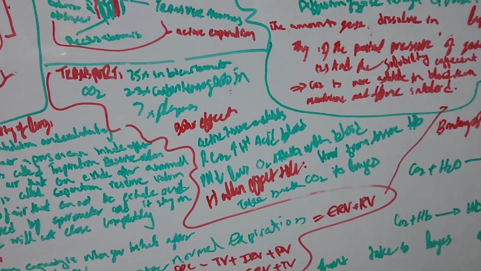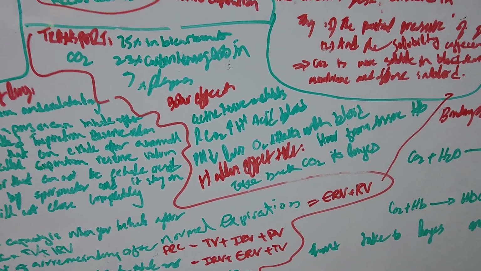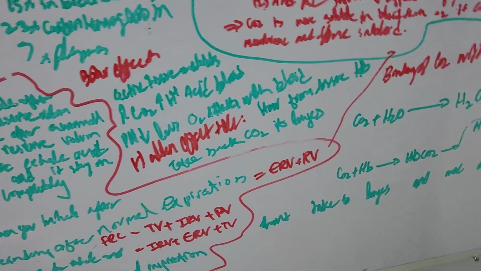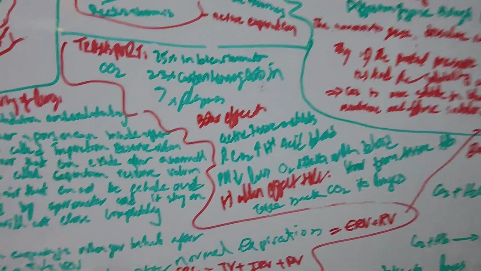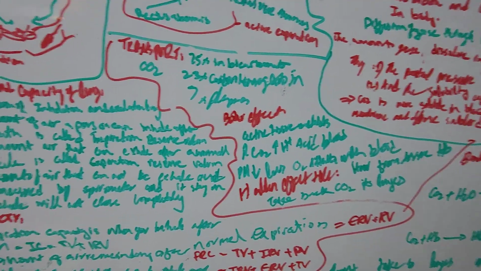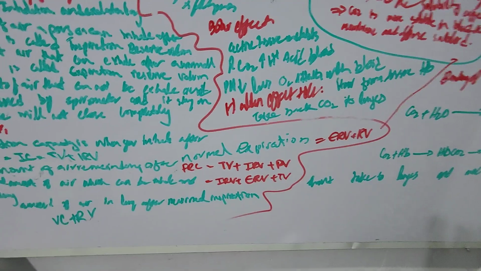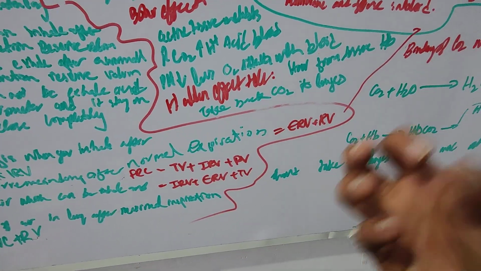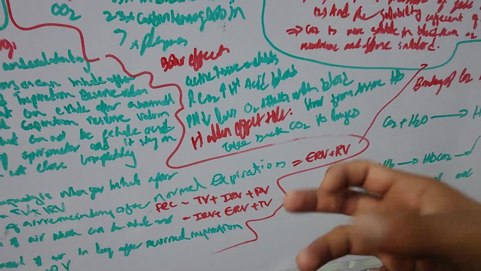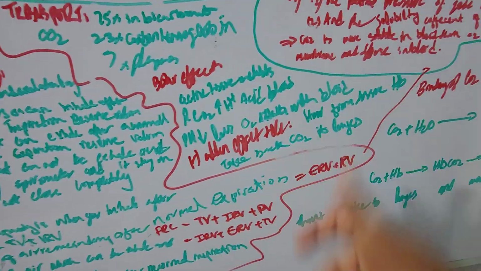Then we have the Haldane effect. It explains how hemoglobin takes the oxygen to the tissue. It says that when hemoglobin takes oxygen to the cell, it releases all the oxygen it carries, and the CO2 there is high, so it binds with the hemoglobin, and then it goes back to the lung.